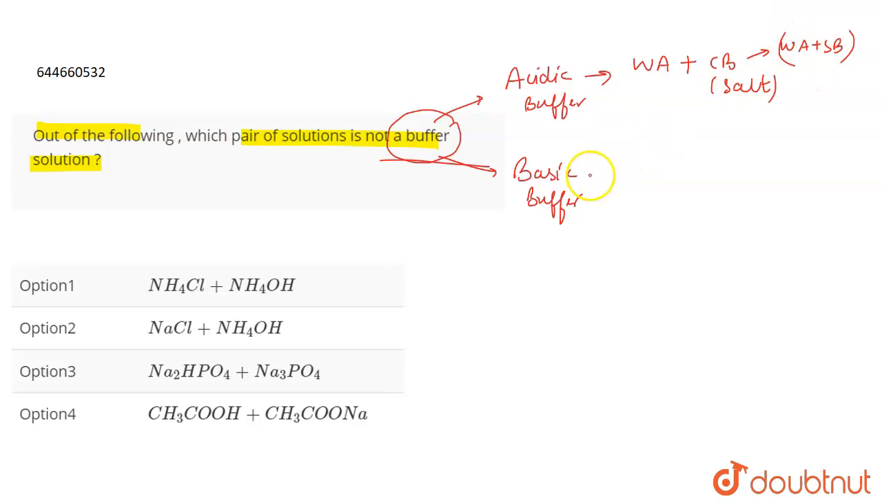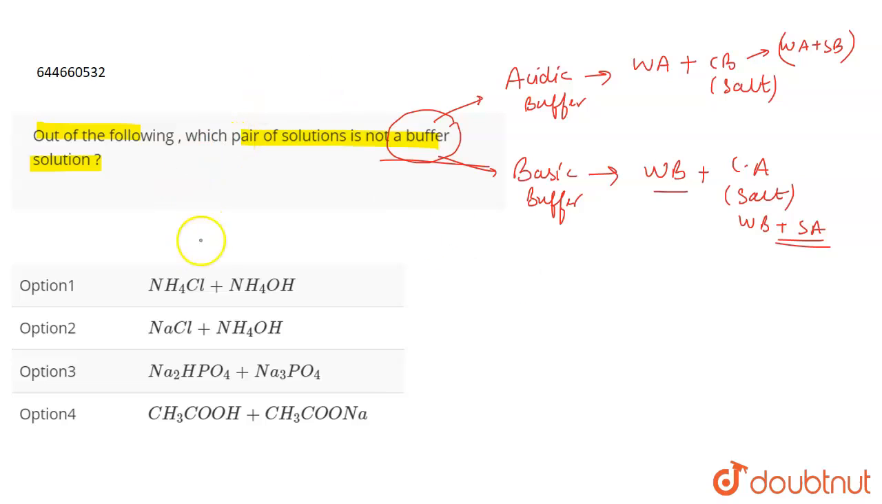And a basic buffer is formed by the combination of a weak base and its conjugate acid, which is again a salt of that same weak base, along with a strong acid. So this is what an acidic buffer and a basic buffer are.